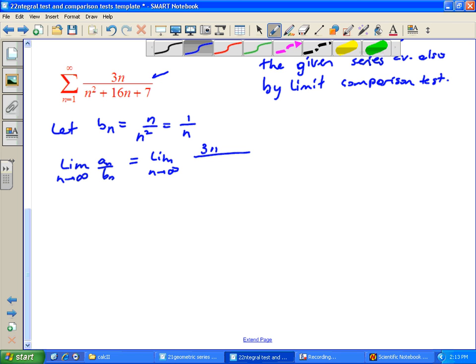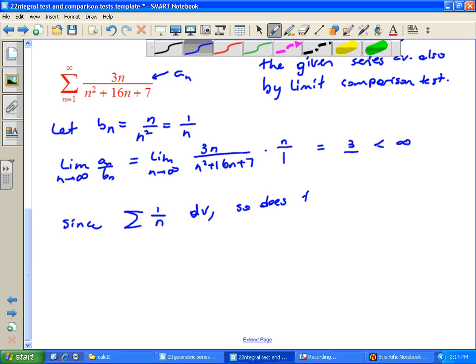The original one, exactly. a sub n is the given one. And dividing by 1 over n is like multiplying by n over 1. Once again, we've got a finite limit here. It's L less than infinity, so they will both behave the same way. What do we know about summation 1 over n? Diverges. So does the given series by the limit comparison test.